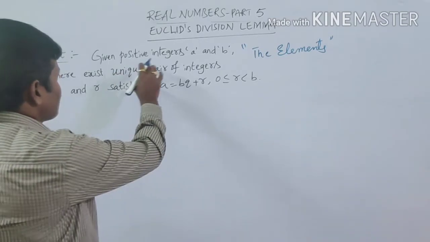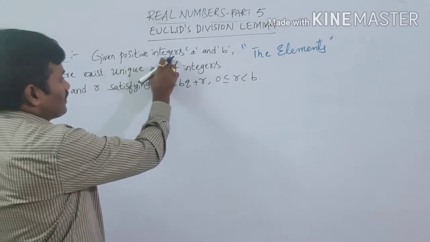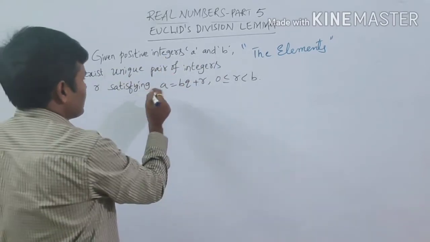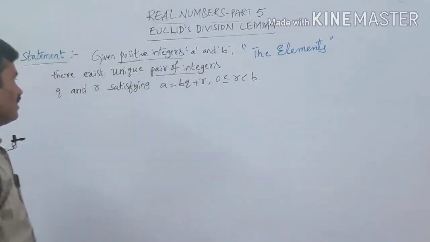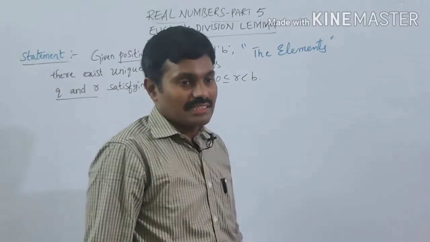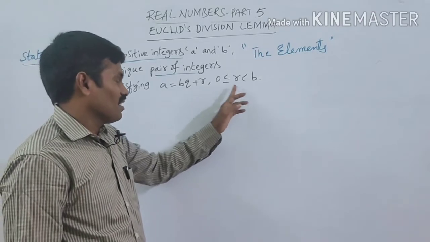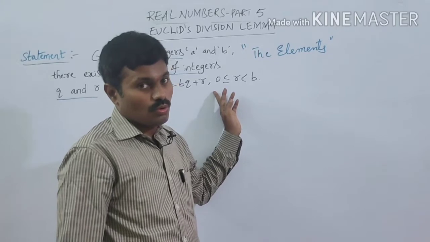What is the statement of this Euclid's division lemma? Given positive integers a and b, there exists a unique pair of integers q and r satisfying the relation a is equal to bq plus r, where r lies between 0 and b, including 0.